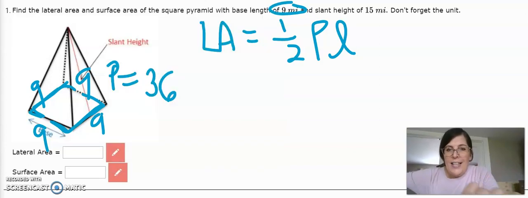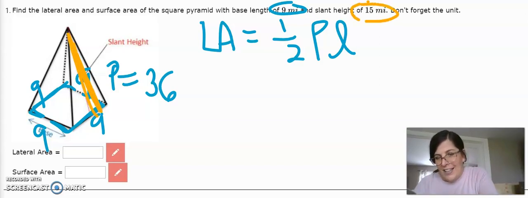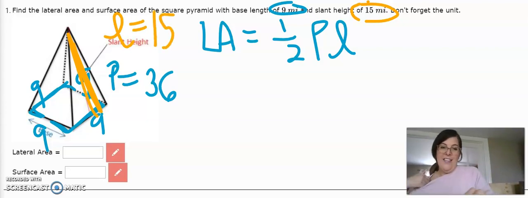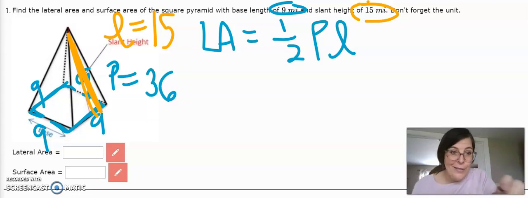The next thing I need for this is the slant height. Let's look at this. Oh yeah, the slant height is given to me. I don't even have to make a right triangle. It's not even necessary here. I'm given the slant height and I'm given the base length. So now it's crazy easy. Now I've got to put it together.